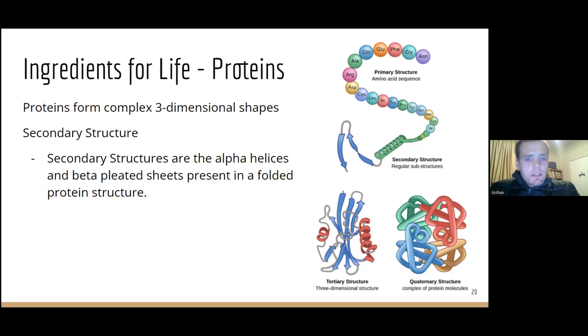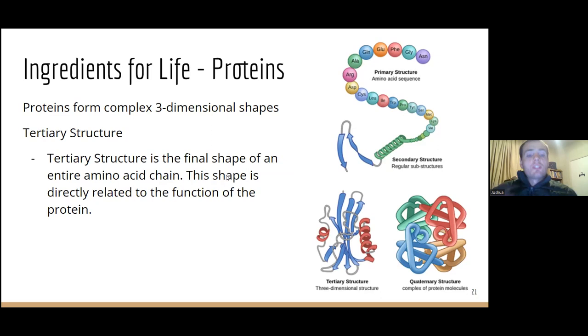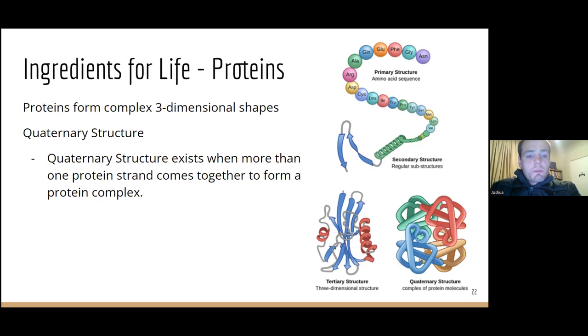Secondary structure, I don't really understand this too much in detail, but they basically become helices and beta pleated sheets. I sort of understand what function the helices can provide, but I don't know too much into that, unfortunately. Tertiary structure is the final shape of the entire chain, so that will become a 3D shape, which is directly related to the function of the protein. And then finally, the quaternary structure is when more than one protein strand comes together to form a protein complex.